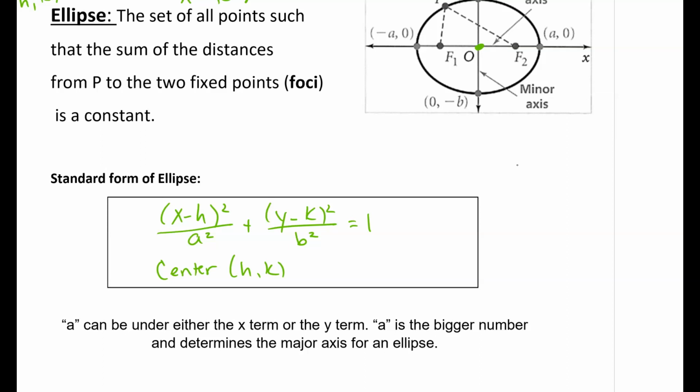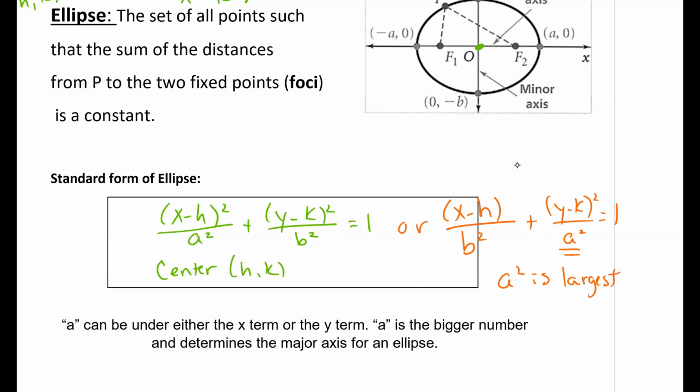Here's the other thing, though. It can be written like the following. (x minus h) squared over b squared plus (y minus k) squared over a squared is equal to 1. Notice that a squared and the b squared change, okay? a squared is always the largest, and that is going to determine how the long part of your ellipse goes. It's which way it is opening. So here's what I mean.